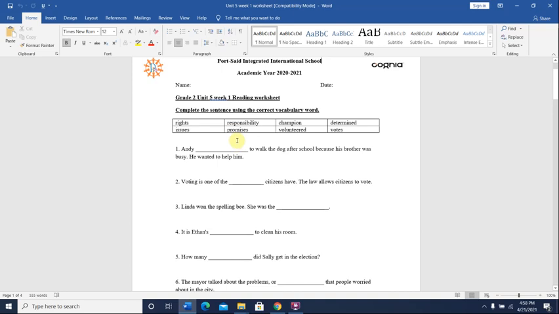Promises means that when you tell someone that you will do something, you should do it. A promise is when you say you will do something to someone. The fifth word is champion, and we said champion is a winner, another word for winner. The sixth word is volunteered. Volunteered means to offer to do something without getting money.